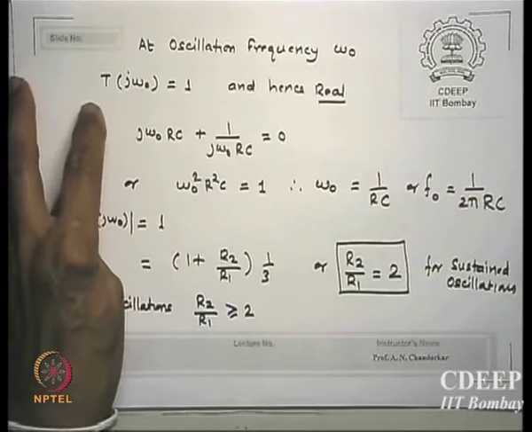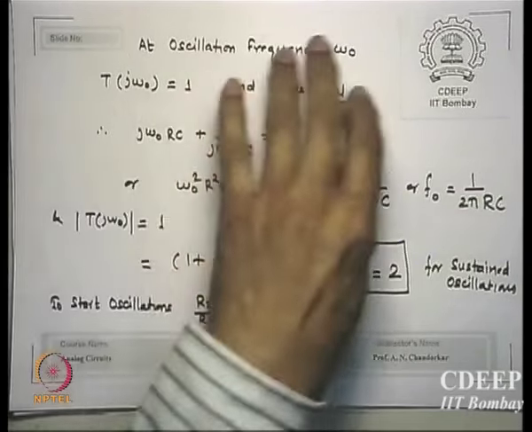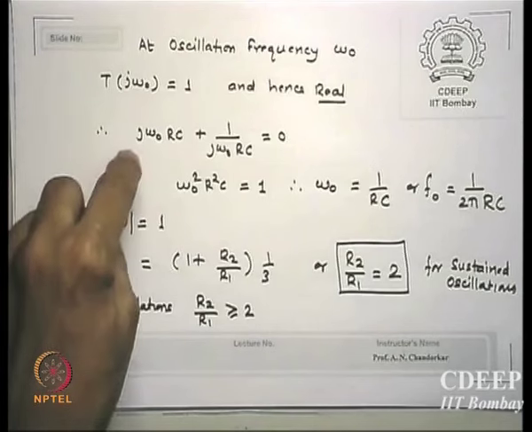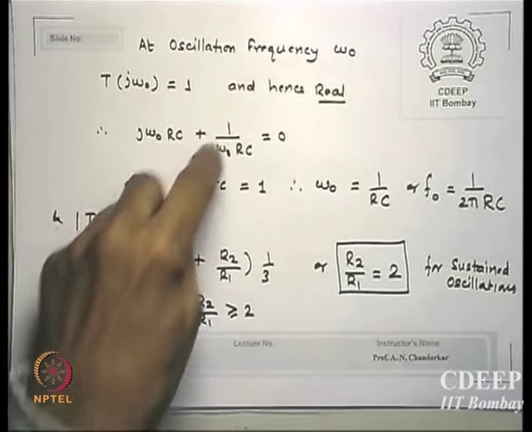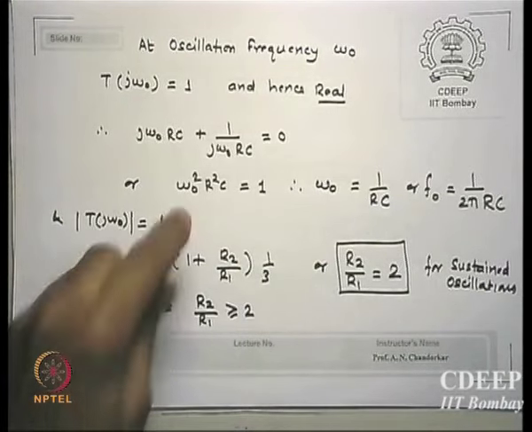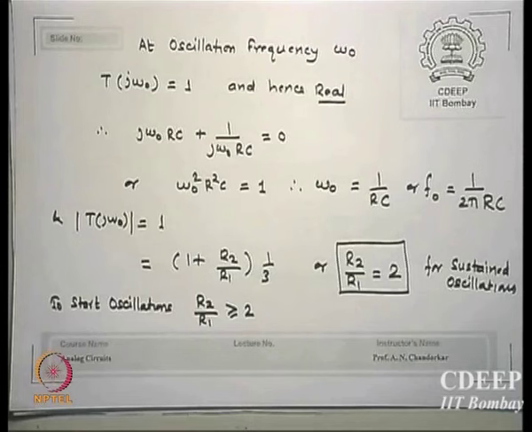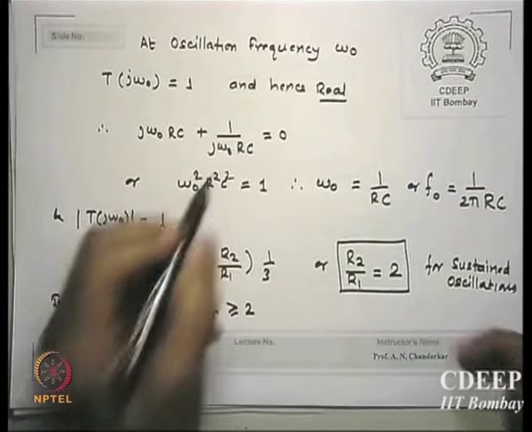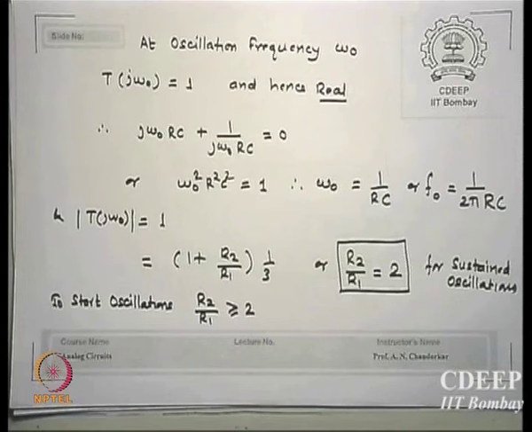From Barkhausen criteria, T(j omega) should be 1, and hence the real part 1 and the imaginary part 0. So, j omega 0 RC plus 1 upon j omega 0 RC is equal to 0, or omega 0 square R square C square is equal to 1. So, omega 0 is 1 upon RC, or the frequency of oscillation is 1 upon 2 pi RC. So, adjusting R and C, I can adjust the frequency.